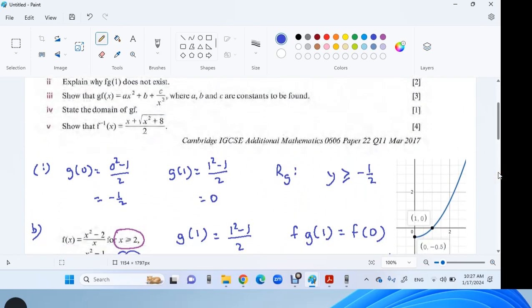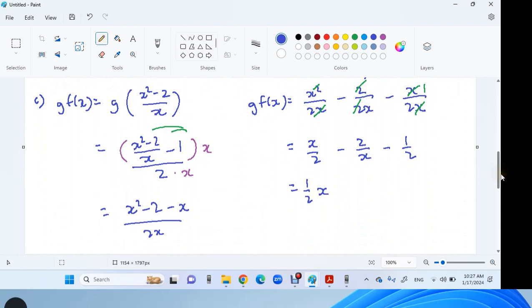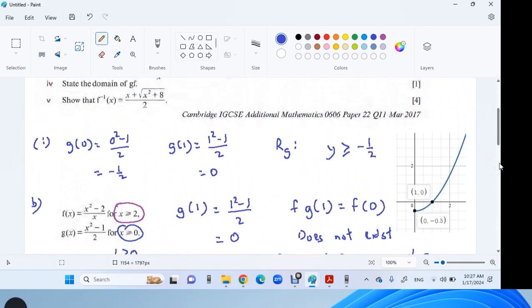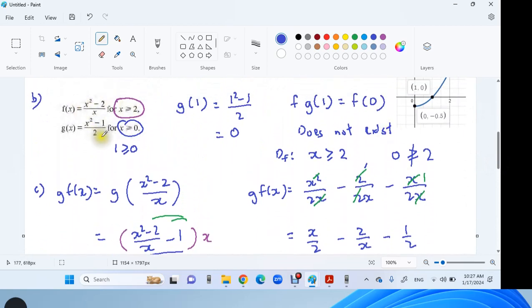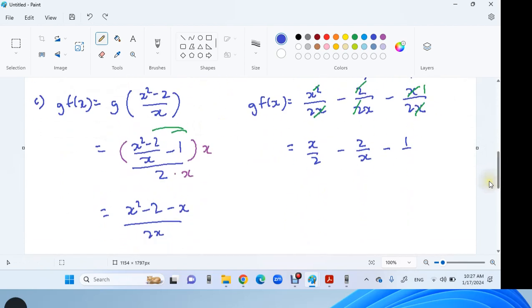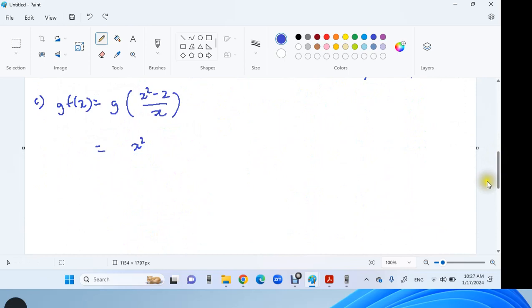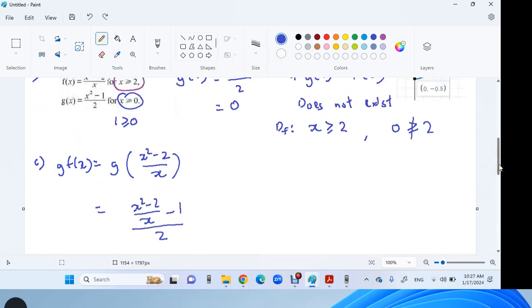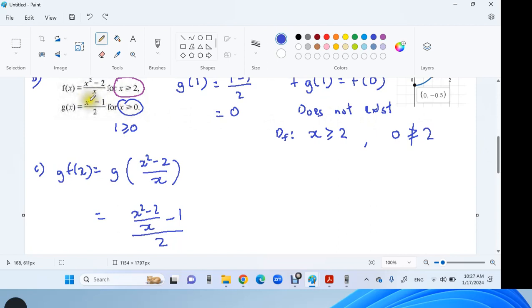Oh, sorry, something is wrong here. x squared minus 2, this one is the g. This is x squared, it must be squared. So the step that I did here is wrong. The g(x) is x squared minus 1 over 2, so this one has a square here.